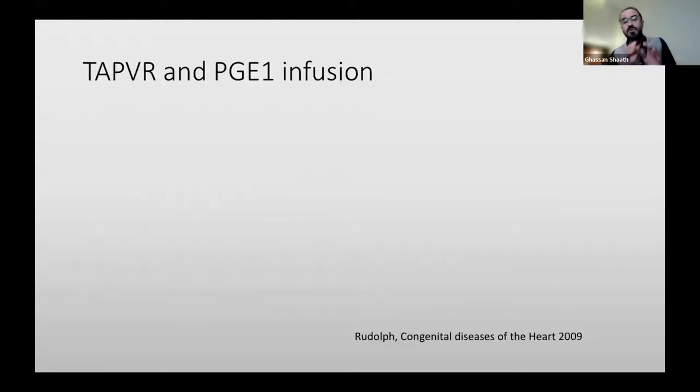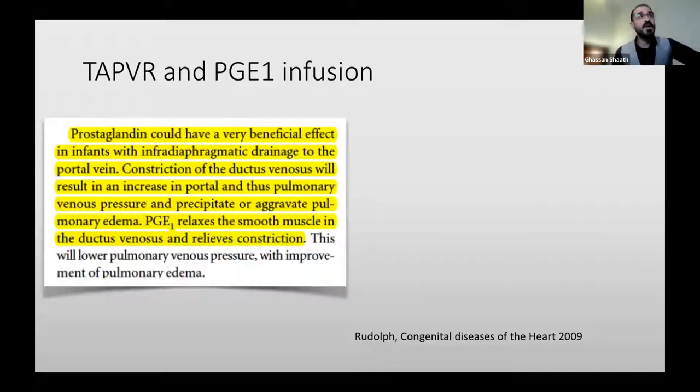Now, why do I want to concentrate on this entity, total anomalous pulmonary venous drainage and prostaglandin? Because many of us receive a neonate in shock where we don't know what's going on, and we might not have the facility to perform an echo quickly in order to know. Many of the eminent pediatric cardiology references mention that prostaglandin may have a benefit by restoring the ductus venosus, and maybe it results in increased portal and pulmonary venous pressure. That would probably relax the smooth muscle in the ductus venosus and relieve the constriction.